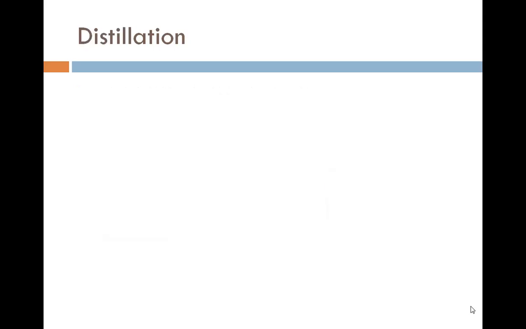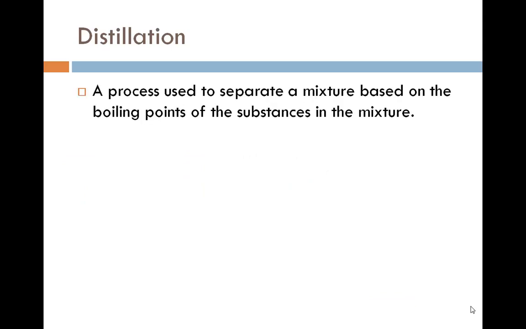Another technique is called distillation. This one's a little bit more involved, or can be. This is a process used to separate a mixture based on the boiling points of the substances in the mixture. So this is generally a mixture of liquids, could be several liquids. In this class we're mainly going to take a look at simple distillation, where you make a solution.